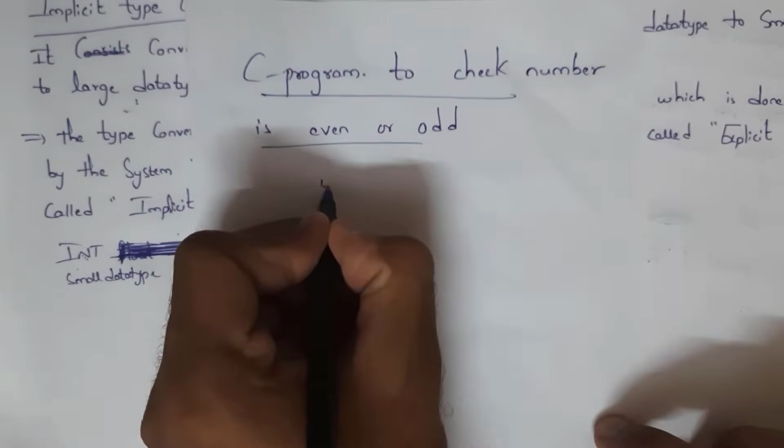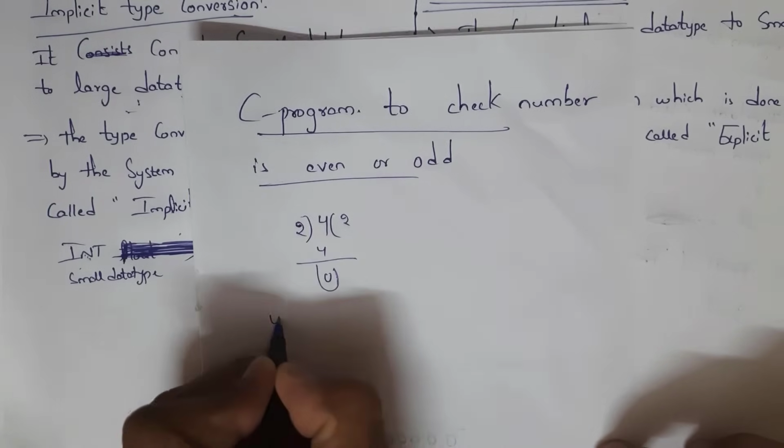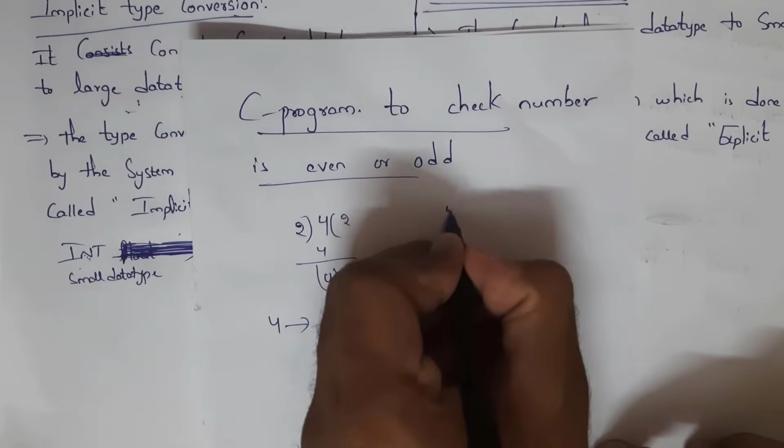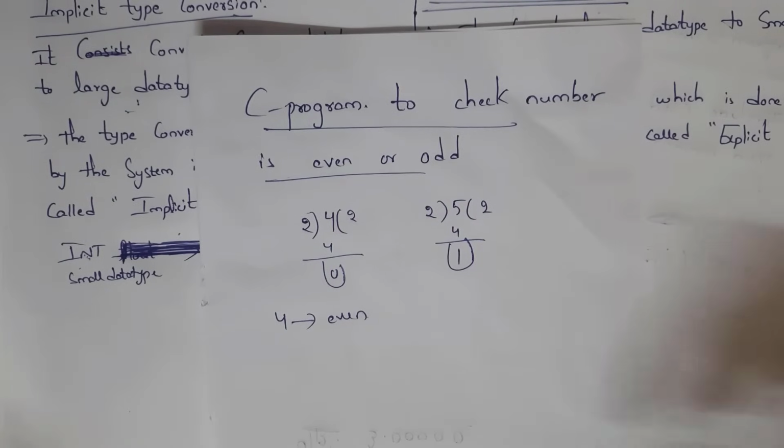For example, if you consider 4 and divide it by 2, 2 2s are 4, so we get remainder 0, so 4 is an even number. For example, if you consider 5, 2 2s are 4, I get remainder 1, so this 5 is not an even number, this 5 is an odd number.